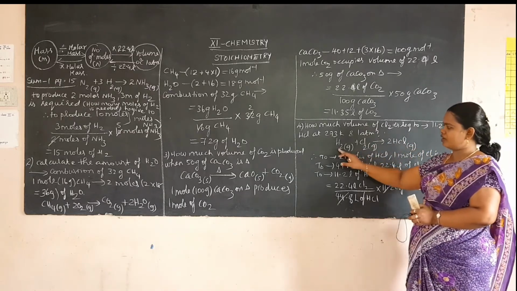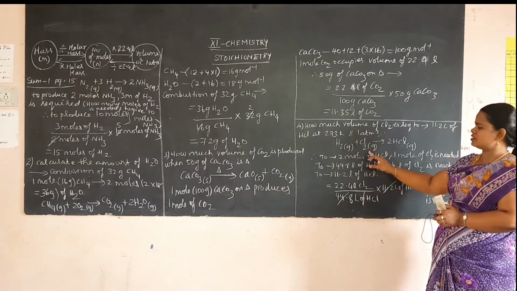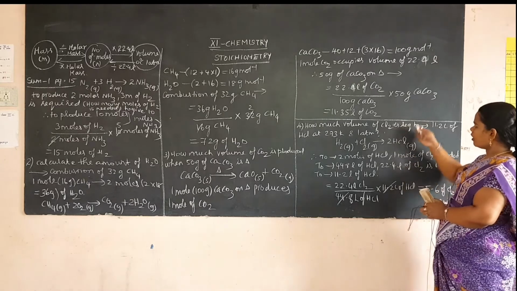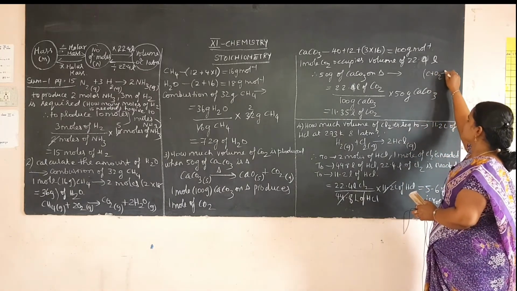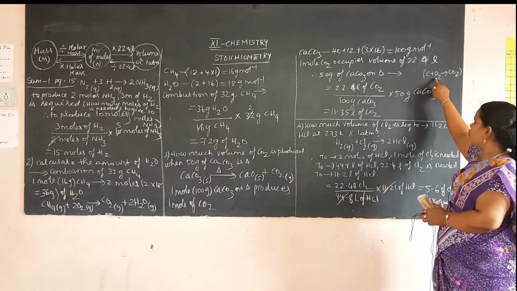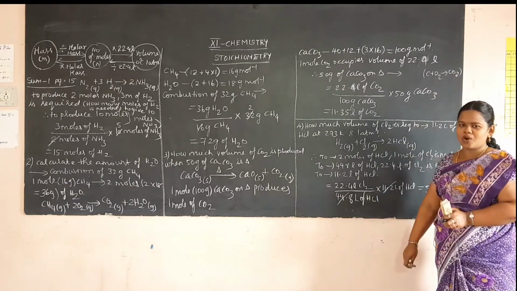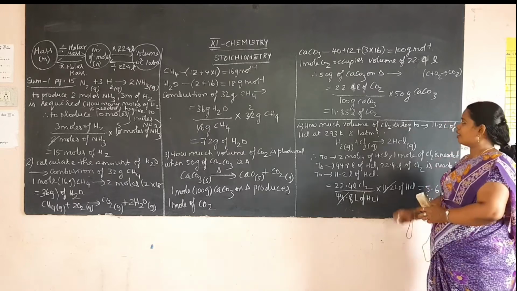For example, here 1 mole of hydrogen gas reacts with 1 mole of chlorine gas to give 2 moles of HCl. Or you can take another example: C plus O2 gives CO2. Here 1 mole of C reacts with 1 mole of oxygen to form 1 mole of carbon dioxide.